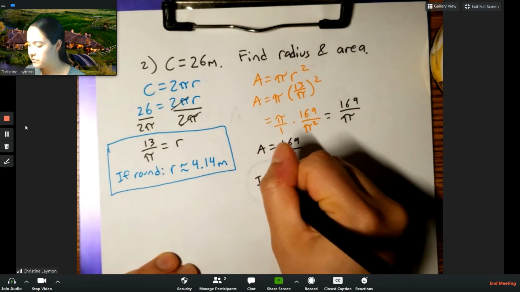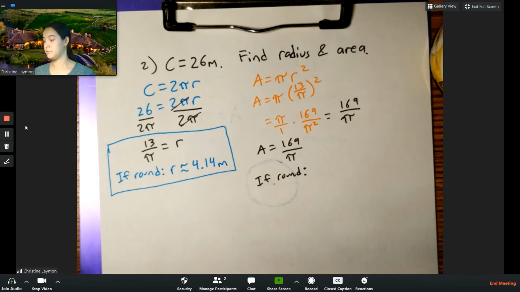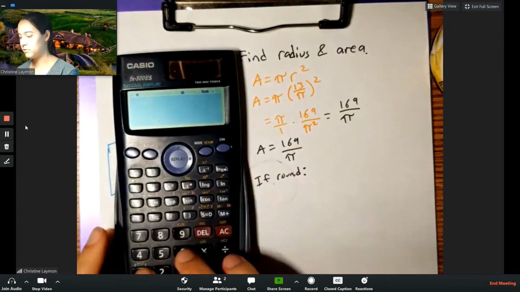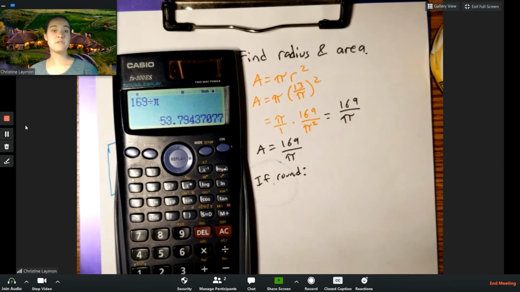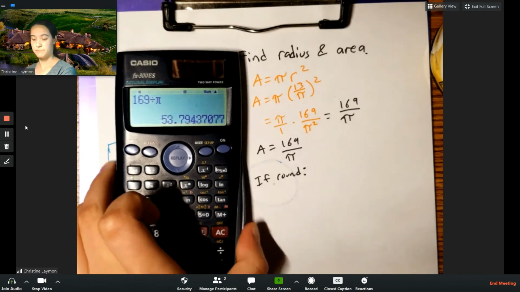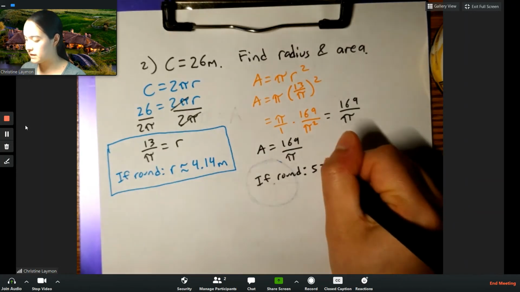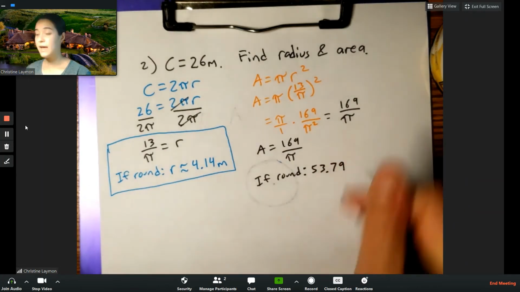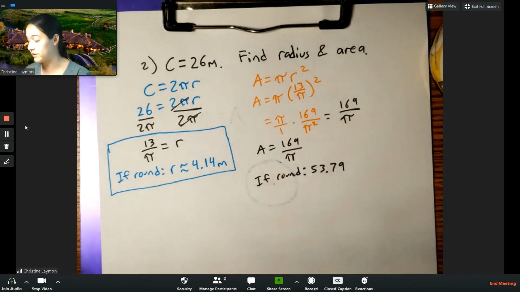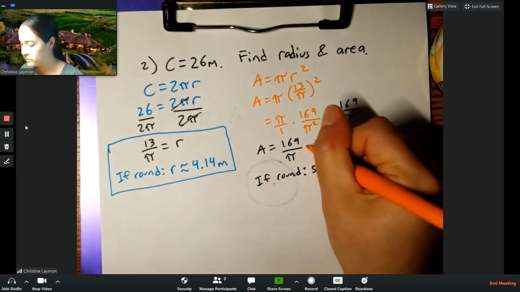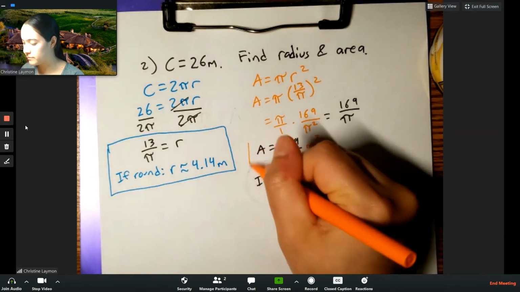And if we round, let's go ahead and see what that value is. 169 divided by pi, 53.79. And we are looking at area right now. So these units are meters squared.